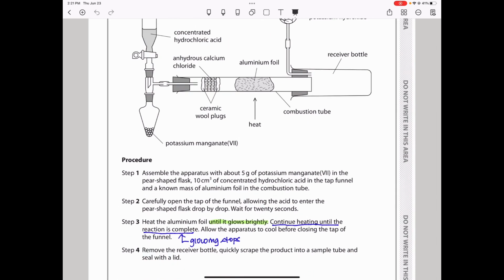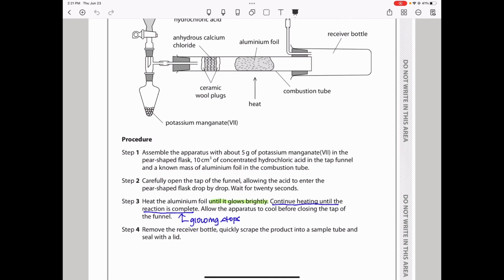So let's see, they say procedure. Assemble the apparatus with about 5 grams of potassium manganate 7 in the pear-shaped flask, 10 centimeters cubed of concentrated hydrochloric acid in the top funnel, and a known mass of aluminium foil in the combustion tube. Step 2, carefully open the top of the funnel, allowing the acid to enter the pear-shaped flask, drop by drop. Wait for 20 seconds. Step 3, heat the aluminium foil until it brightly glows. Continue heating until the reaction is complete. So reaction will be complete when the glowing stops.